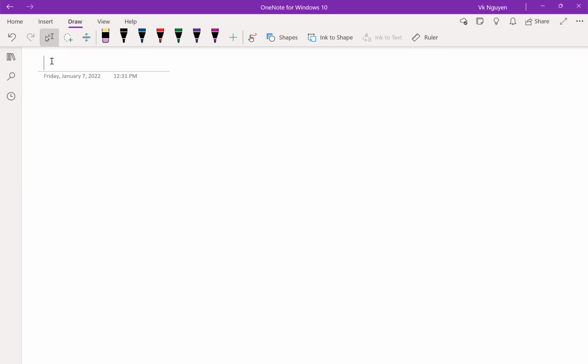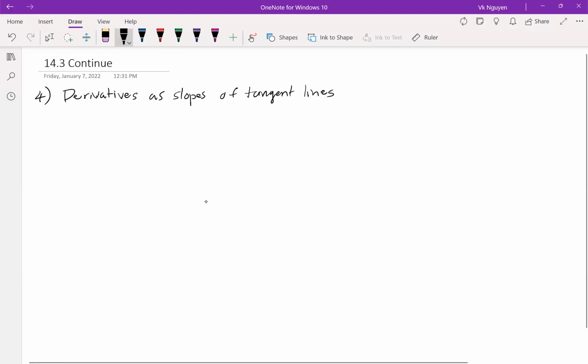Okay, so today we're gonna continue with section 14.3 and we're gonna finish it. Here comes number 4: derivative as slope of tangent line. Begin from Calculus 1, right? Just a little review here.